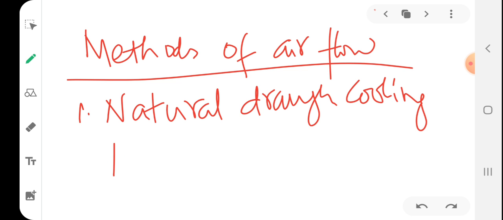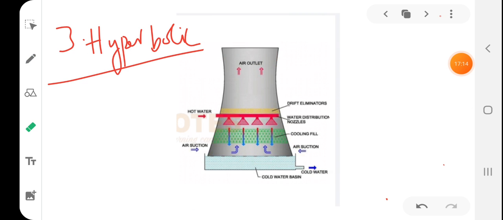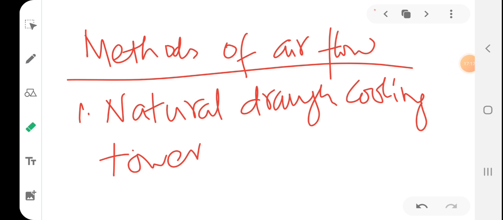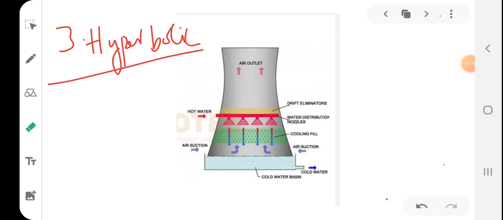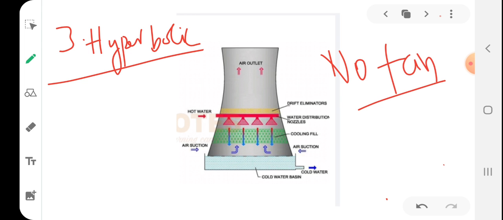Students, we have already discussed the natural draft cooling tower. It is the same one that we studied as the hyperbolic. This hyperbolic cooling tower is also a natural draft cooling tower, because you can see there is no fan or mechanical device to create an airflow. So it actually works on the chimney effect.